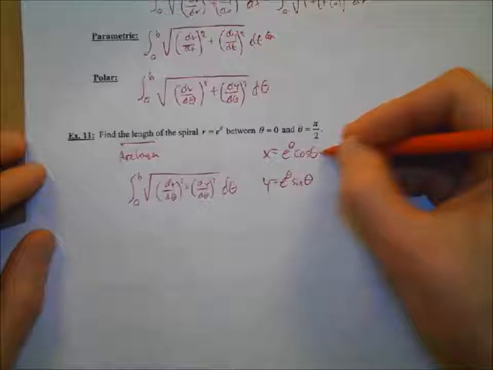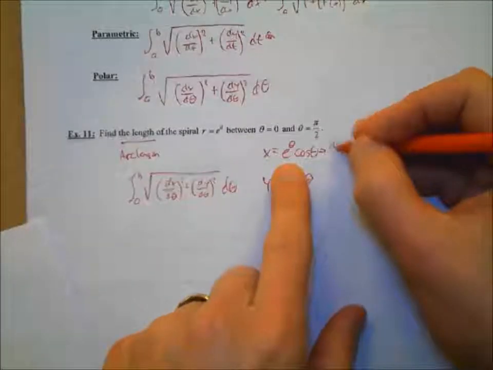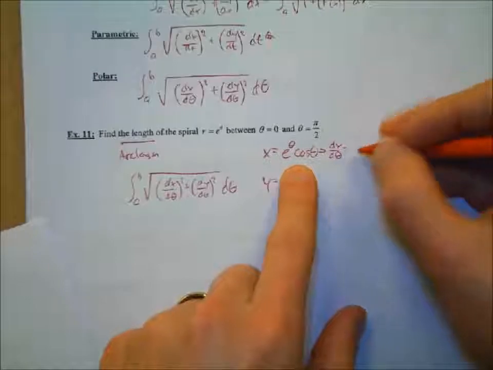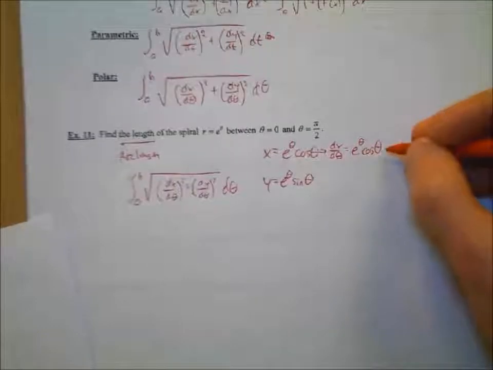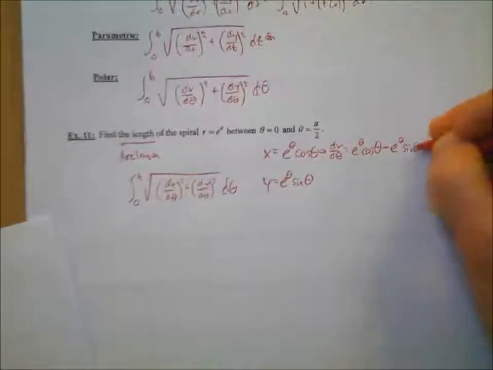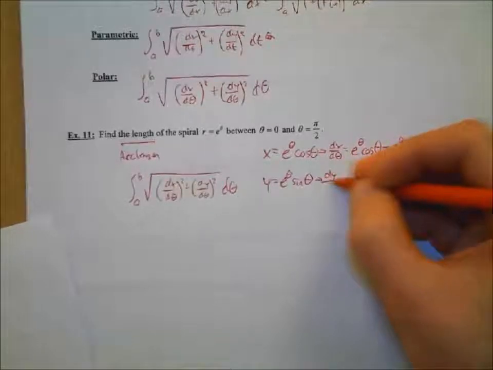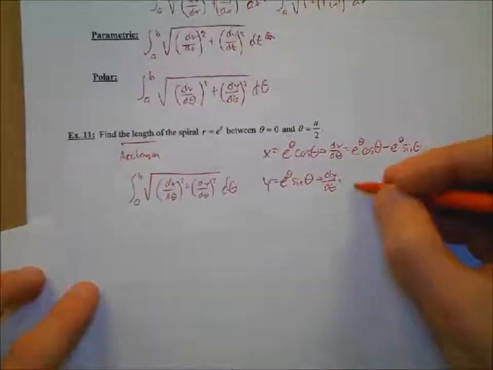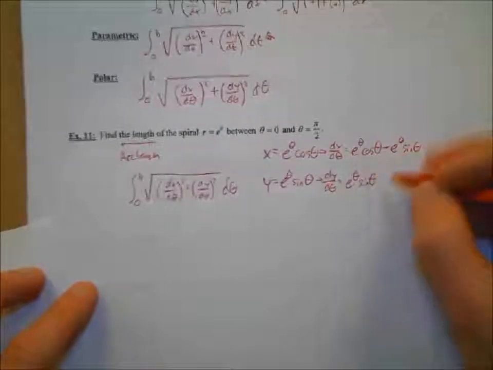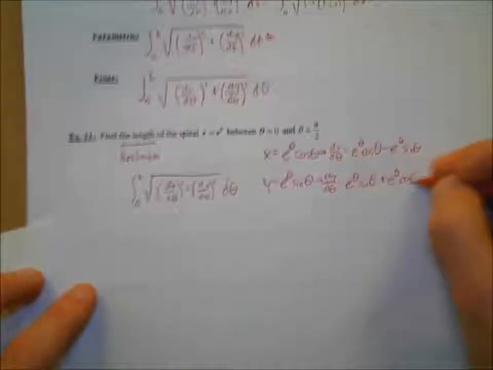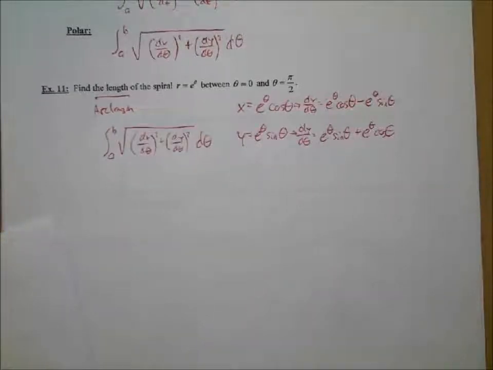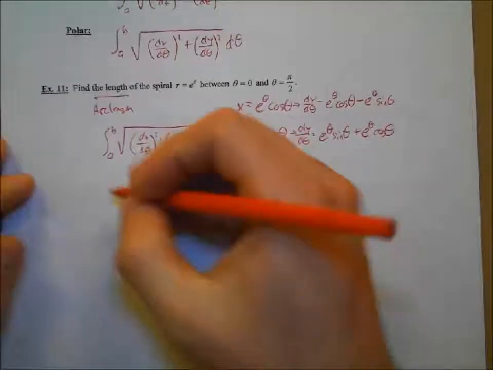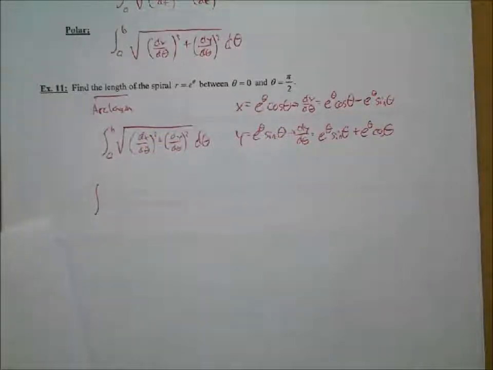So we're going to take the derivative here. The derivative of x with respect to theta, we're going to have to use what? Product rule. Okay, so we end up with e to the theta cosine theta minus e to the theta sine theta. Here dy d theta, again another product rule, e to the theta sine theta plus e to the theta cosine theta. Okay, just like that. So now let's actually set up the arc length here with those derivatives.